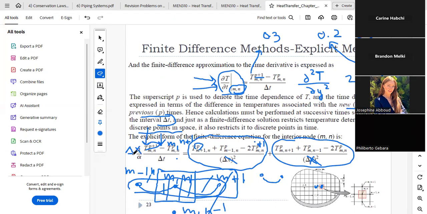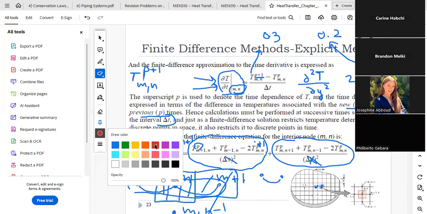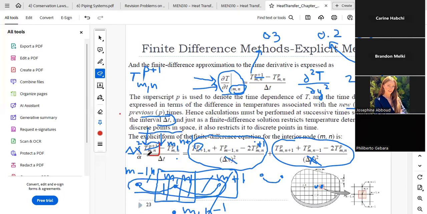squared. Okay, so to start with, I need to determine the coefficient of each of my temperatures. If I take the term T m n at time p plus 1, I have T m n p plus 1 just in one place, which is here. So the coefficient of this temperature is delta x squared over alpha delta t.